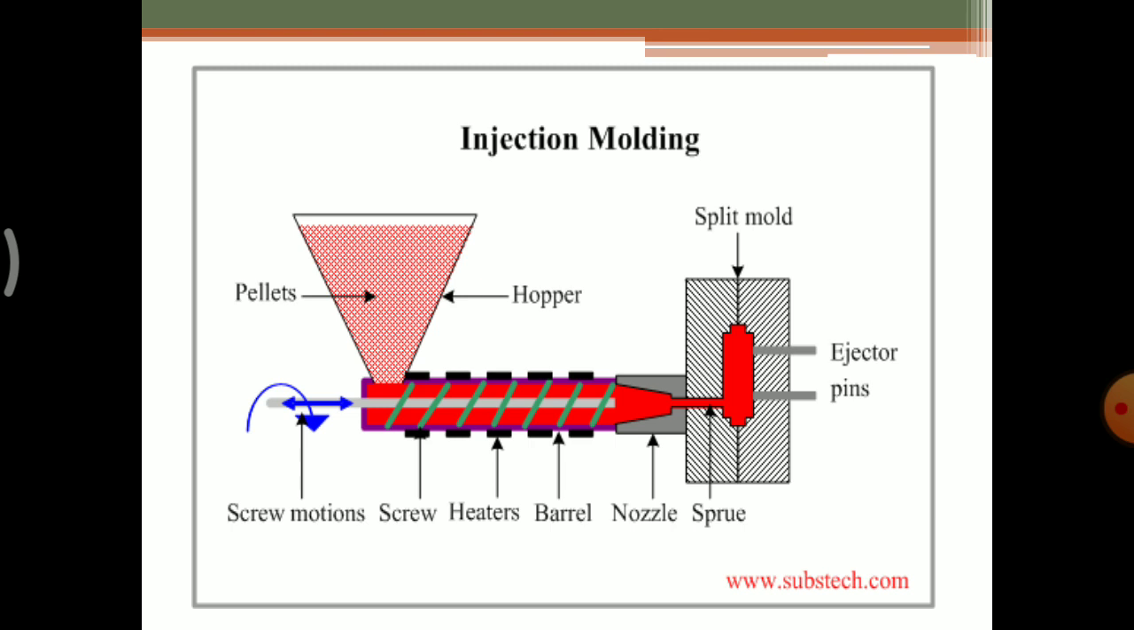So when the mold cavity is ready to open, we push the ejector pins. Then the mold is going to split and open. So these are the basic parts of the injection molding system.